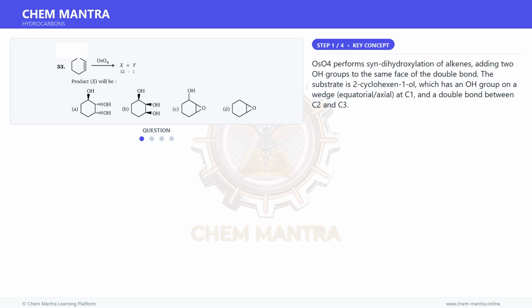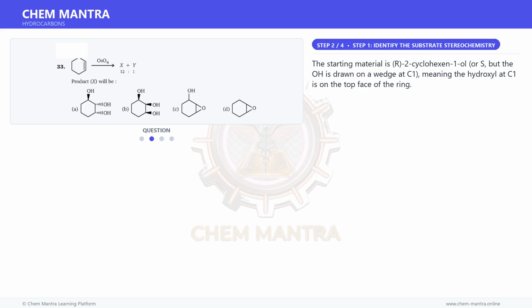The substrate is 2-cyclohexen-1-ol, which has an OH group on a wedge at C1 and a double bond between C2 and C3. Moving on to the next step. The starting material is (R)- or (S)-2-cyclohexen-1-ol, but the OH is drawn on a wedge at C1, meaning the hydroxyl at C1 is on the top face of the ring.